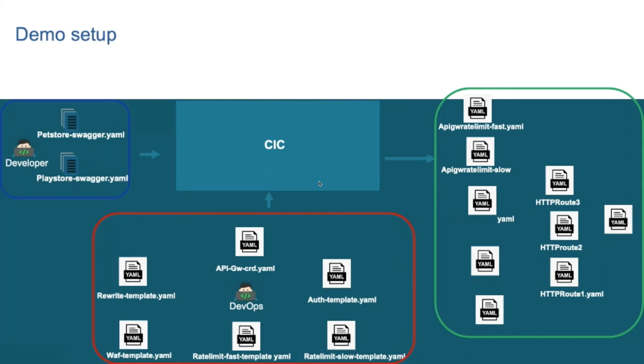Now CIC pulls this information from the templates and the API gateway CRD, and then applies that on the APIs and the API spec, and it starts churning out ADC configurations, or the API gateway configuration. And again, API gateway configurations are nothing but CRDs. So this is nothing but picking up a template and filling in the upstream or service name and the URL details from the Swagger file. There you get your generated CRDs for your final configuration.